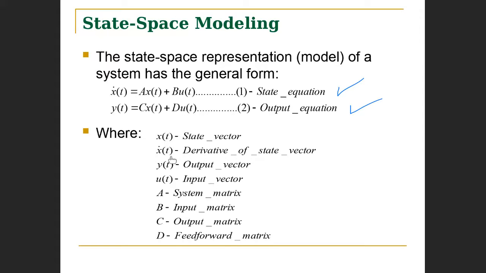x dot of t is the first derivative of the state vector. y of t is the output vector, and u of t is the input vector. Now A, B, C, and D are matrices, and they represent, respectively, the system matrix, input matrix, output matrix, and the feed-forward matrix.